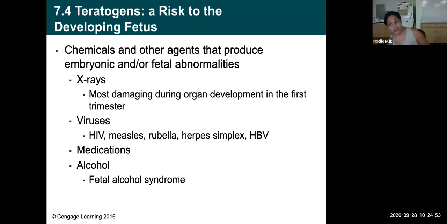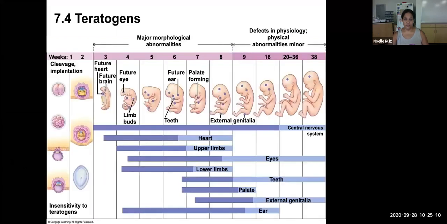And then alcohol. Alcohol is a huge one. It's the leading cause of birth defects. There's something called fetal alcohol syndrome if a mother drinks too much while she's pregnant, especially in the early stages. There are different teratogens and then the sensitivity to them.